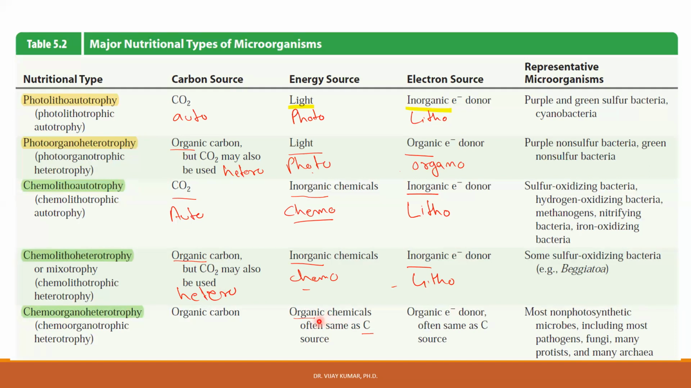Okay, and the next one is chemo organo heterotroph. So in this, most of the non-photosynthetic bacteria, because the organic source is being used as carbon source. So non-photo, and the energy source is not light. So non-photosynthetic bacteria, including pathogens, fungi, many protista, and many archaea. So I hope this is clear.